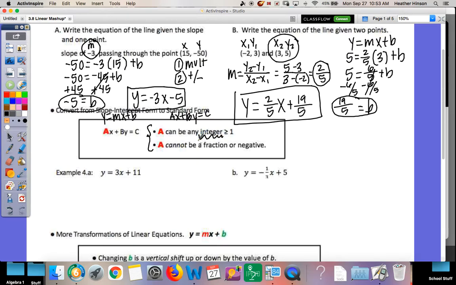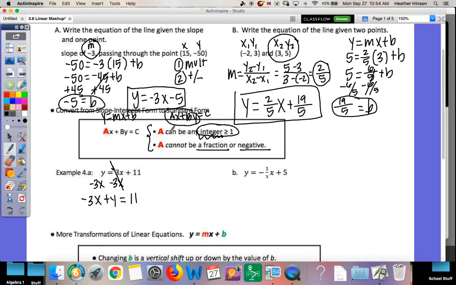An integer means A cannot be a fraction and it cannot be negative. It has to be an integer that is greater or equal to 1. So no fractions, no negatives. So if I want this all ax plus by to be all on the same side, I need to get this 3x over there. To do that, because it's positive, because it's being added to 11, I'm going to do the opposite of that. Just like SAD Meg, I'm going to subtract 3x over. So I've got my negative 3x plus y equals 11.